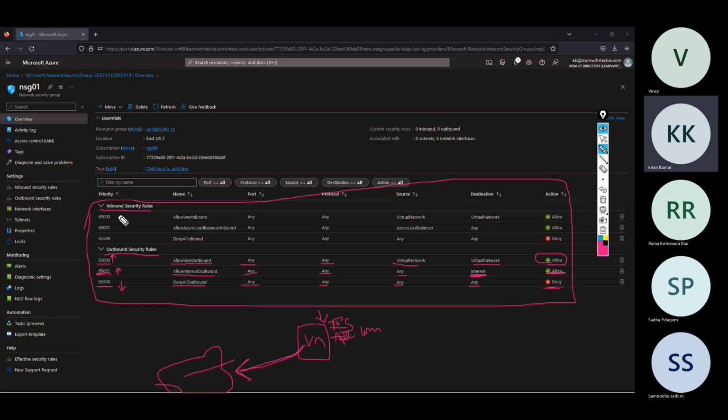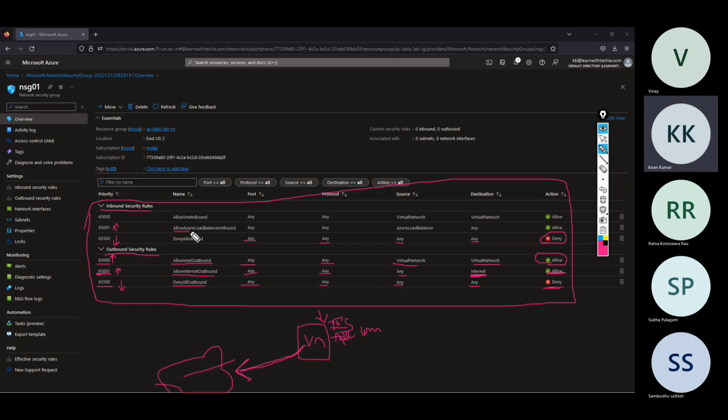Okay, and inbound security rules. What are the inbound security rules? Here also, same thing, guys. Highest number, lowest priority, that way 65,500. That is deny all inbound, any port number, any protocol, any source, any destination, by default disabled, deny. That means it won't allow it by default. But overriding it, 65,001. Compared to this number, that is a lower number and higher priority. It's overriding the existing rule.